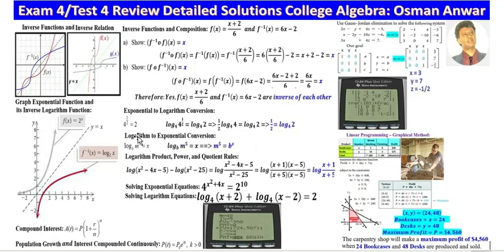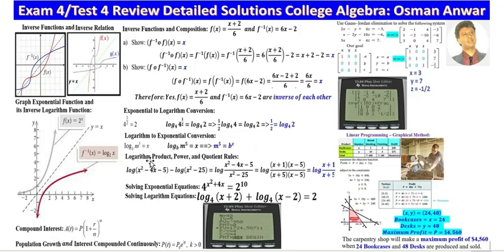Then we're going to also show logarithm to exponential conversion, such as log base b of m to the 5 equals x. We're going to raise b to the x, then we're going to drop the log. That is m to the 5 equals b to the x.